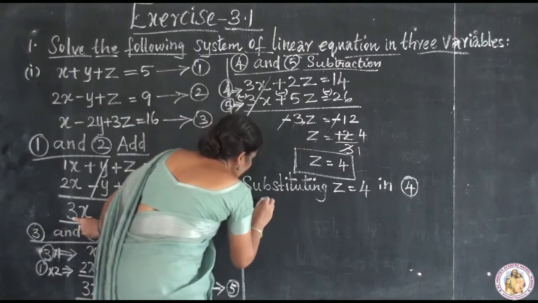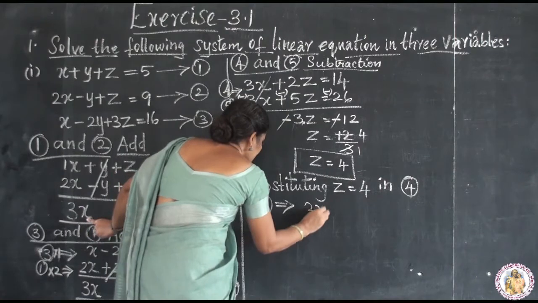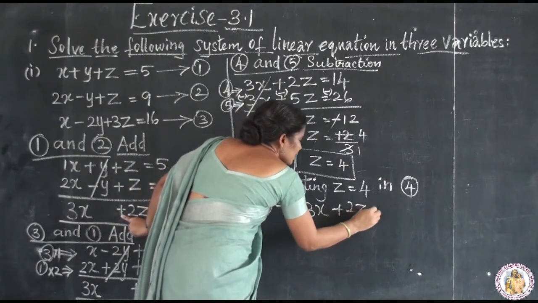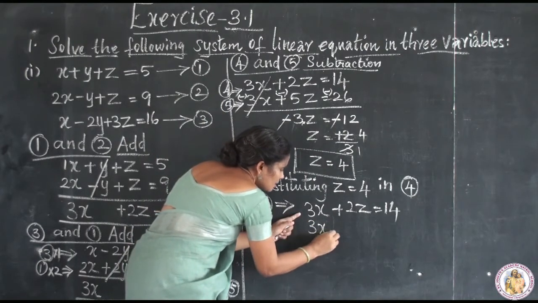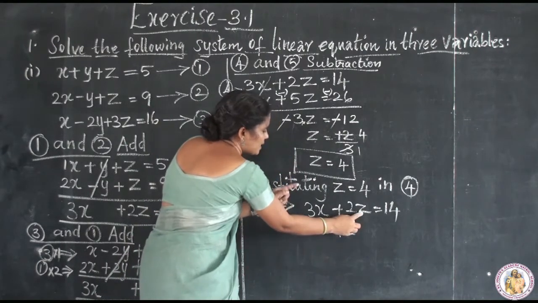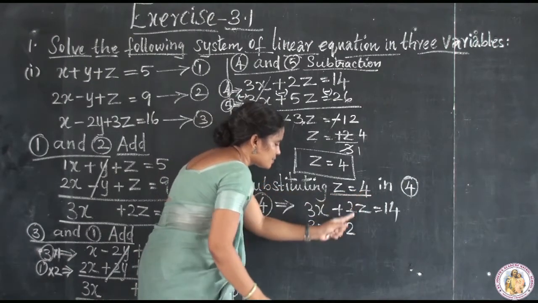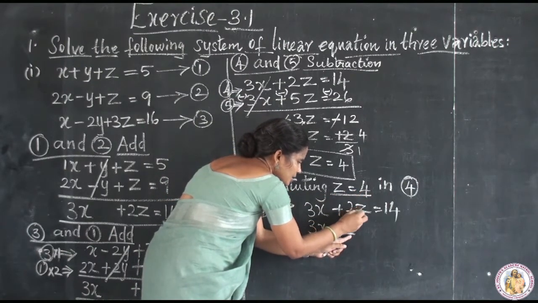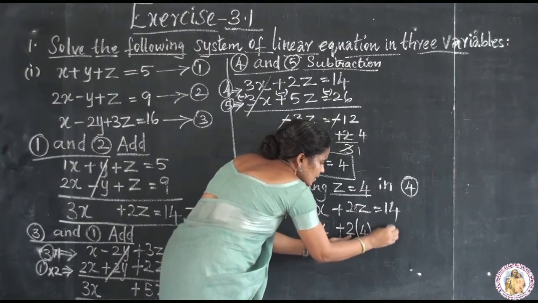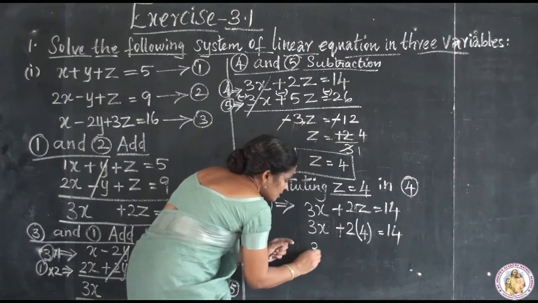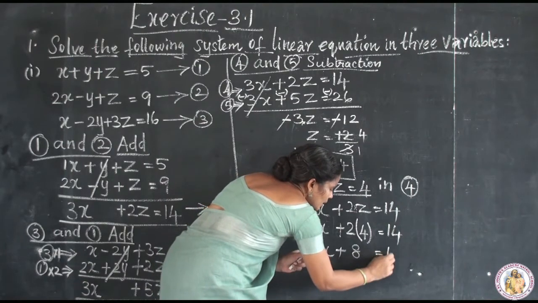Write the fourth equation: 3x plus 2z is equal to 14. In the place of z, here we have written 4, that is, we give the value of z. Here we have multiplication, so use a bracket: 3x plus 2(4) is equal to 14. 3x plus 2 fours are 8 is equal to 14.